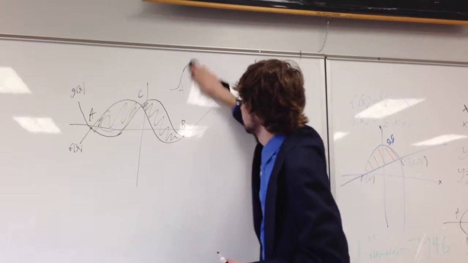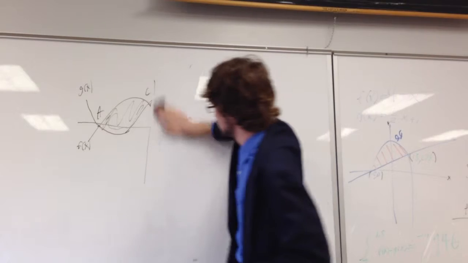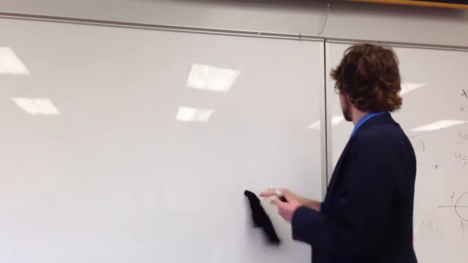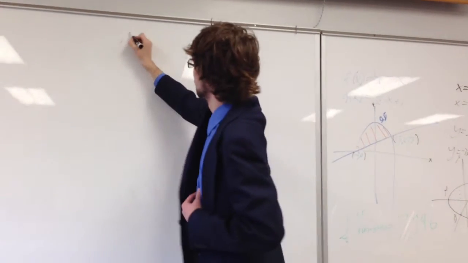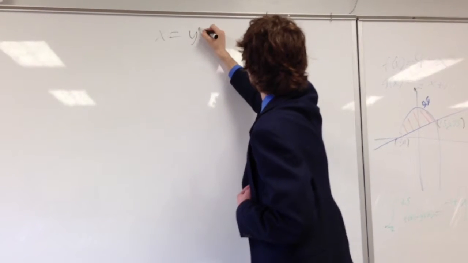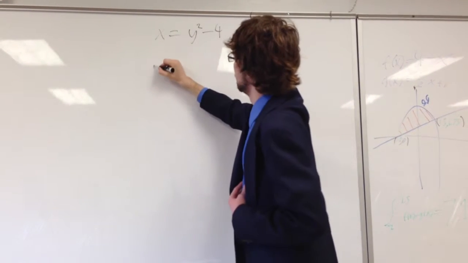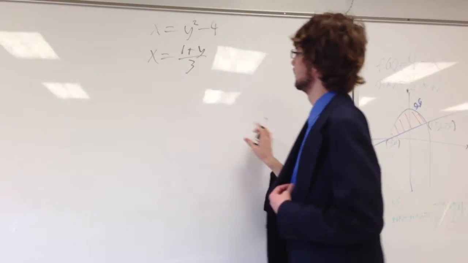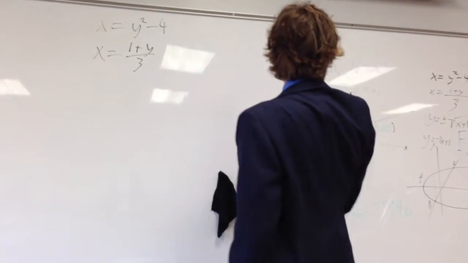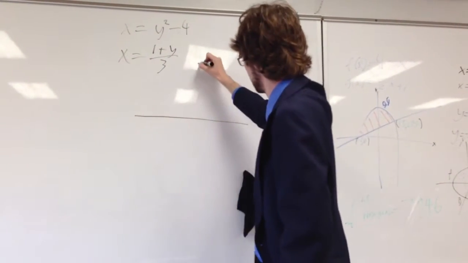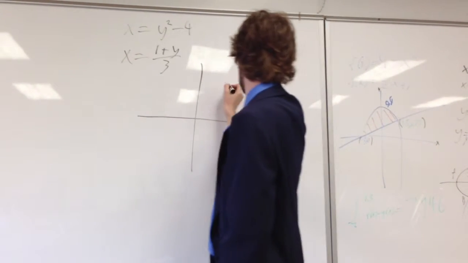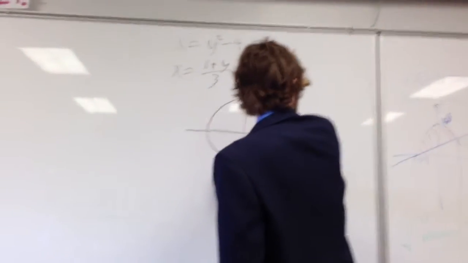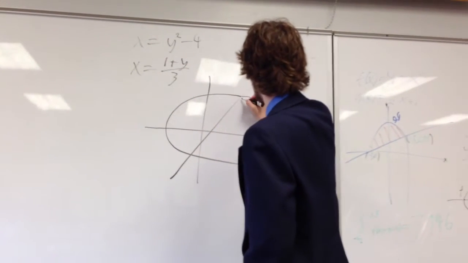Now, the other things that you might encounter are just this. Say functions of x, like x equals y squared minus 4, and x equals 1 plus y over 3. So for this, you're going to end up with a graph like a parabola going that way. It's a really wide parabola, and a graph like that.